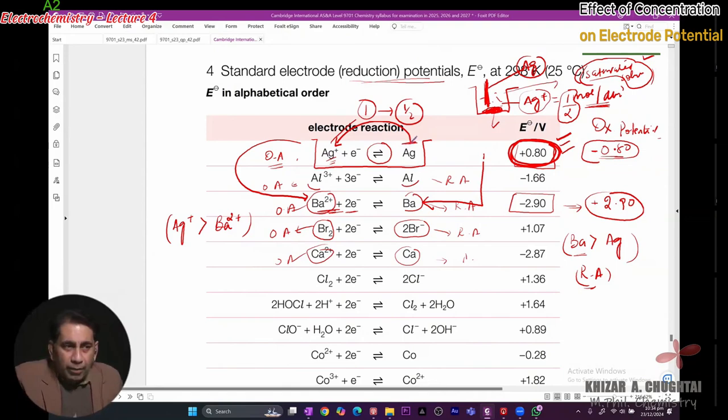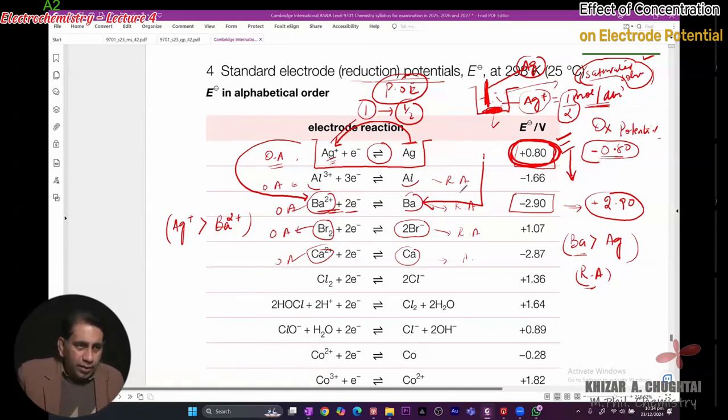Whenever the position of equilibrium, POE, is going to shift backward, it means that the concentration of silver is going to decrease, and simply this answer will also decrease. But we cannot predict how much it will decrease. As I told you, for the exact lower value, we will have to use the Nernst equation.